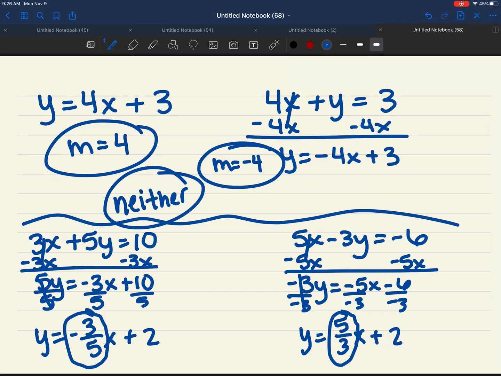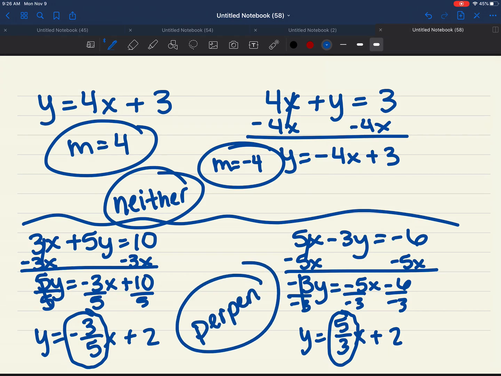Okay? So, Jordan, can you tell me when you're looking at those two slopes, negative 3/5 and positive 5/3, would that be parallel, perpendicular, or neither? It's one of the two. Hold on. It's perpendicular. Very good, because they're opposite reciprocals.